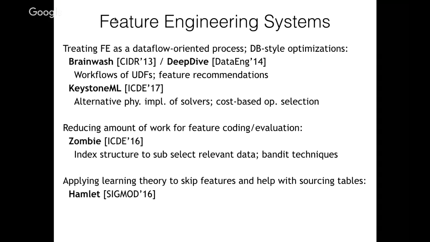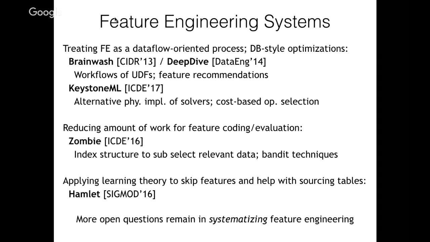In the Hamlet work, the authors showed that you can actually apply statistical learning theory and exploit database dependencies, such as functional dependencies, to throw away a large subset of features a priori, especially in the context of data integration, where you're fusing data from multiple sources. And I talked about learning over joins. It turns out that in many cases, exploiting these functional dependencies and key foreign key dependencies can actually allow you to avoid certain tables altogether. So there still remain a lot more open questions on how we systematize this process of feature engineering. A data flow-oriented view is possible, but we also want to be aware of the semantics of the ML computations that enable optimizations.